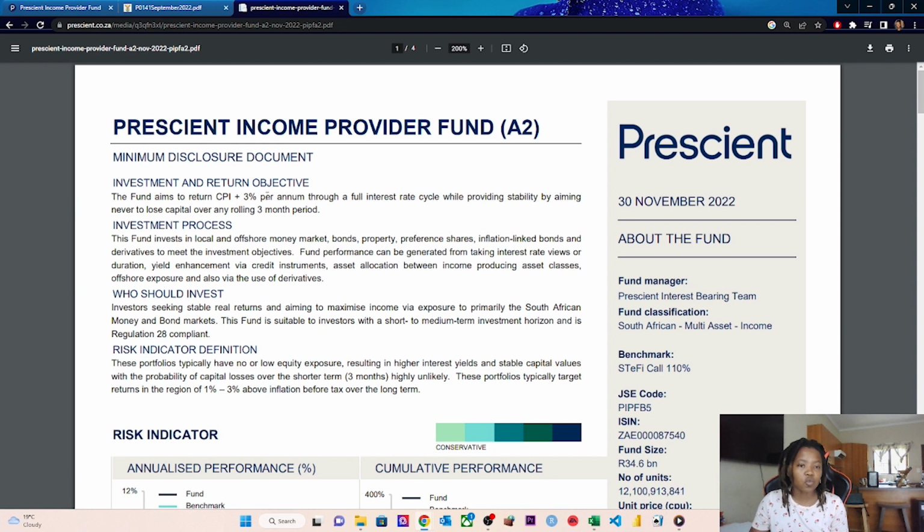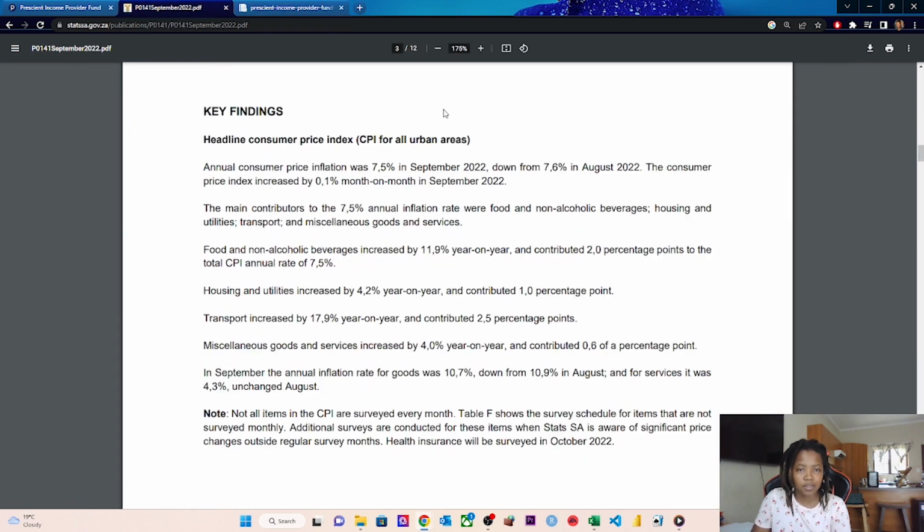Okay, so I'll touch on what CPI is, and then I'll touch on what the rolling 3-month period is. Sorry, my mouse is acting up, so I'm having trouble scrolling. But what CPI is, and I've opened up this already.